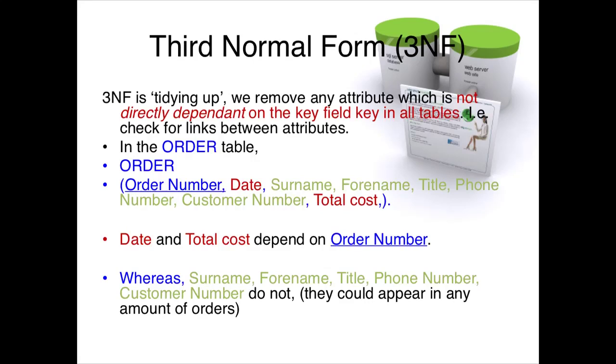But third normal form is used just to tidy up everything which is not directly dependent on the key field. Why is this important? Well, if you look at the order table, there's our order number, it's our primary key. Does the surname, forename, title, phone number and customer number actually relate to the order number? Yes. But is it directly dependent on order number? No, because a customer could have more than one order. Therefore, those items aren't actually directly related and directly dependent on order number, whereas the date and total cost of the order are.